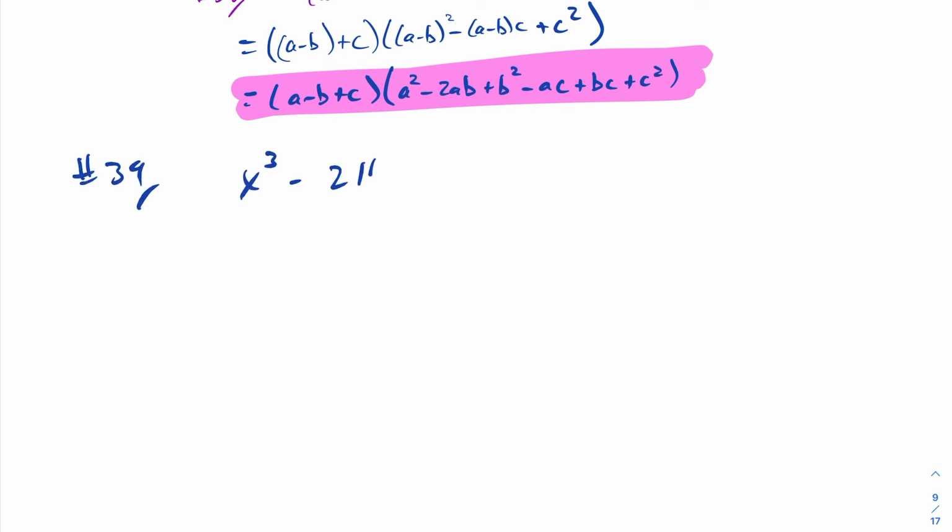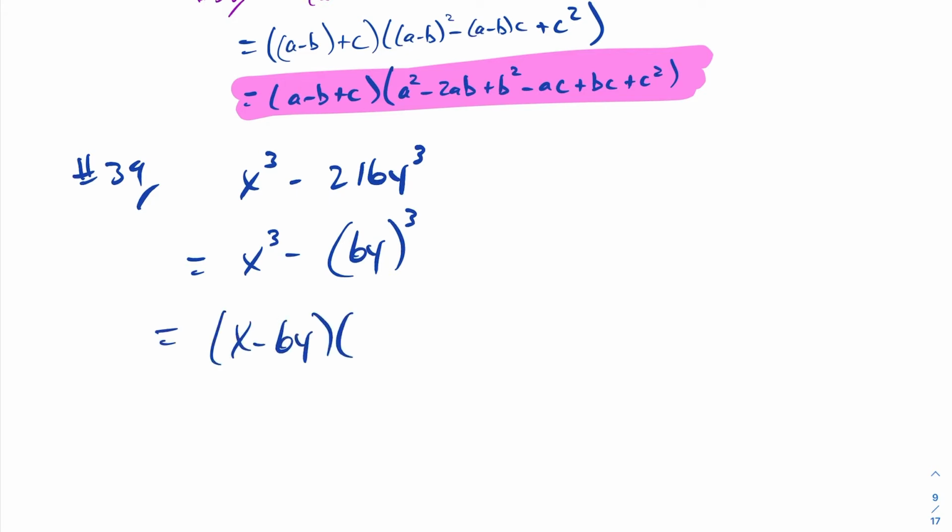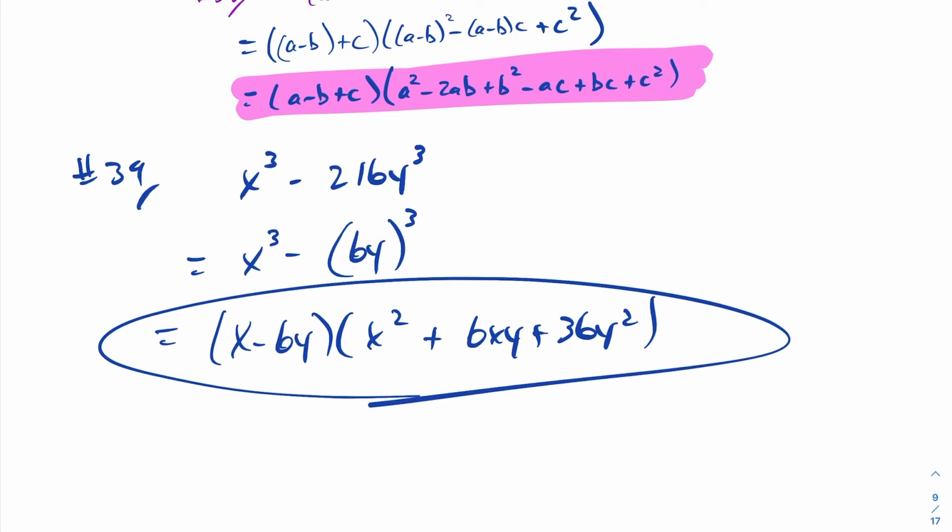x cubed minus 216y cubed. So again here, you're going to do your difference of cubes formula. If you take a look and take the cube root of 216, you'll find that the cube root of 216 is 6. So I can rewrite this as 6 cubed. So now I have my difference of cubes formula, x minus y, x squared plus xy plus you square the last term. And we're factored.